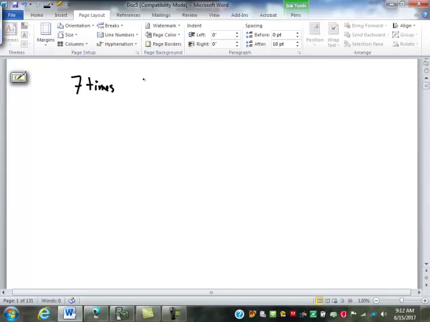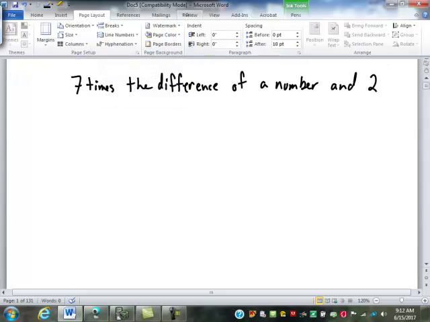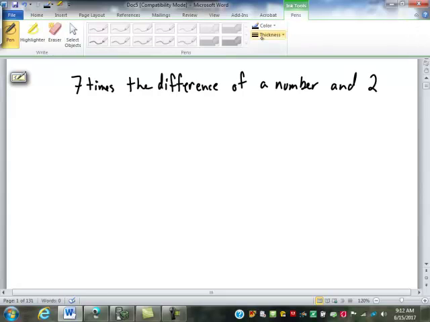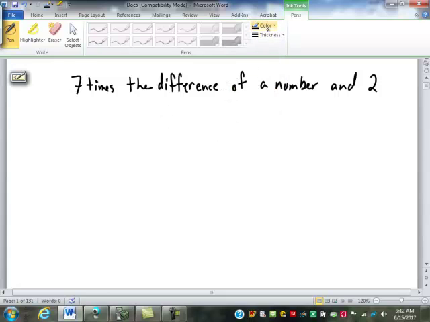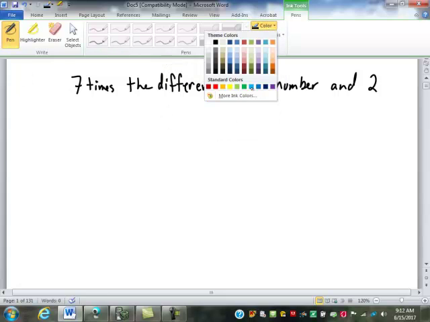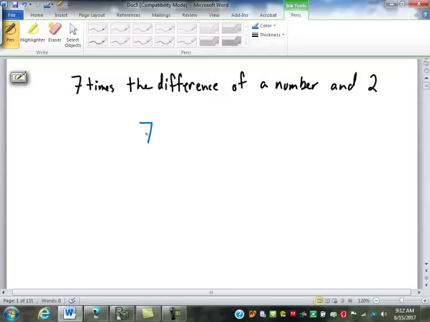7 times the difference of a number and 2. Looking at this, we first off have 7 times something. We're multiplying 7 times something, but what are we multiplying? 7 times a number plus 2.